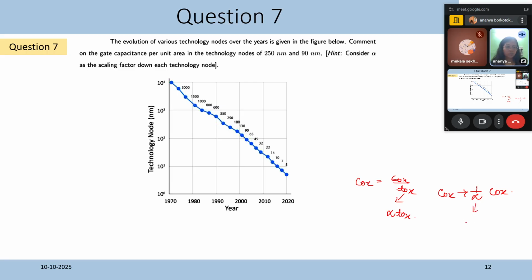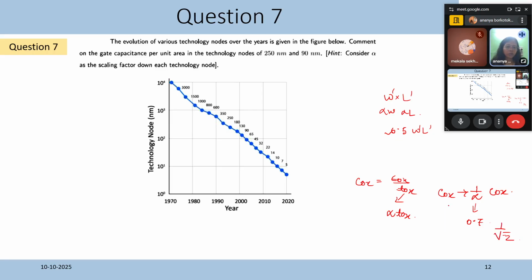We scale it with around 0.7. Why do we do it with 0.7? Ultimately, we want to reduce the device area by half. Area is like W into L. If I consider only the channel length as my active device area, and I scale both with alpha W and alpha L, then 0.7 into 0.7 is 0.5 into WL. So the area actually reduces by half approximately. This 0.7 is actually 1 by root 2.